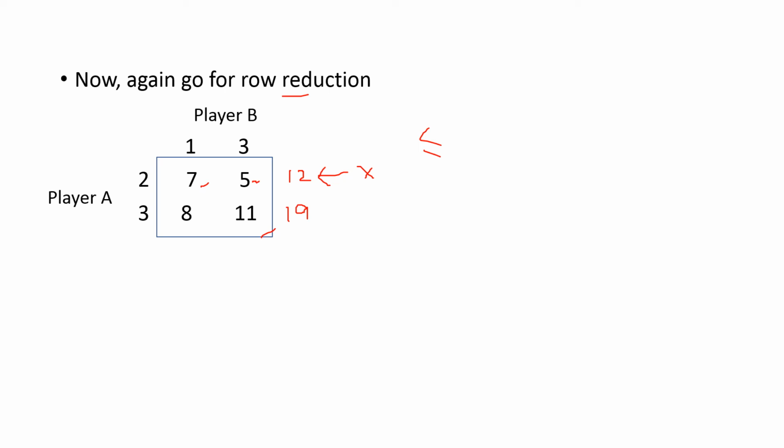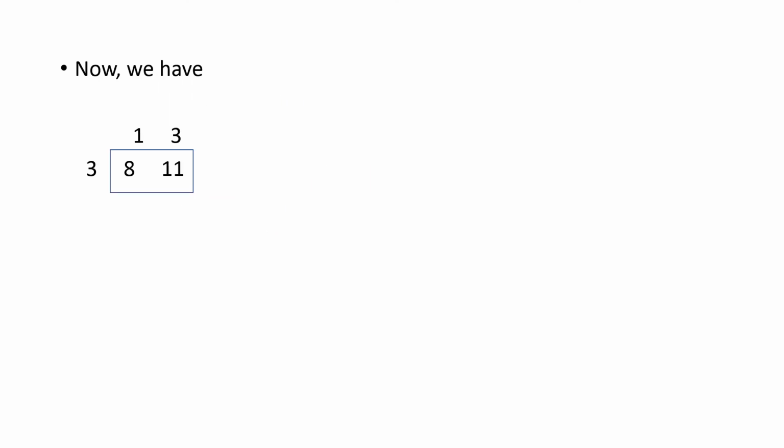Now ignore the second row. Now you have only 8 and 11 with you. After row reduction, column reduction and again row reduction, you have this pair of matrix with you. Now go for column reduction. Here the sum is 8 and here it is 11. Now compare. This is the highest value, right? Column 3 is compared with column 1. It should be greater than or equal to. Here 11 is greater than 8, so you can ignore the third column. Now you have only this value.